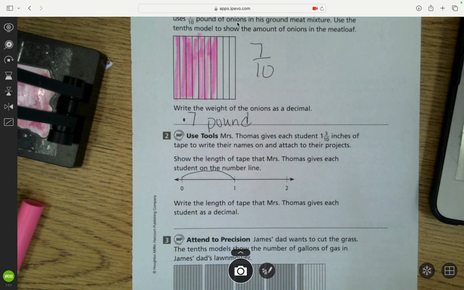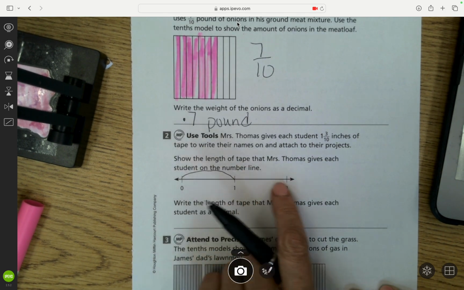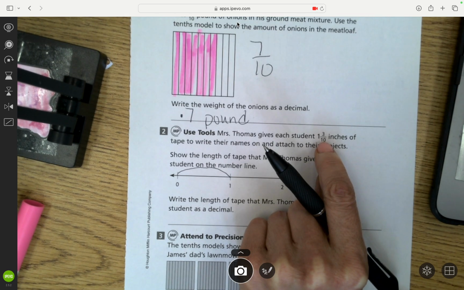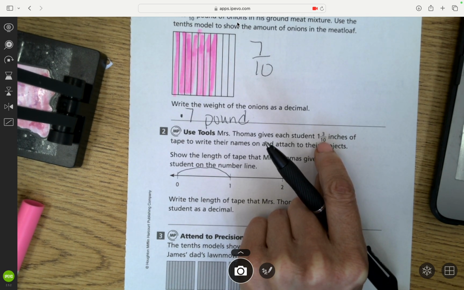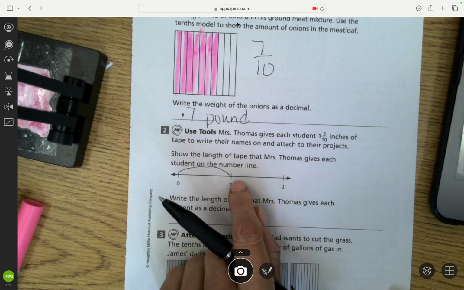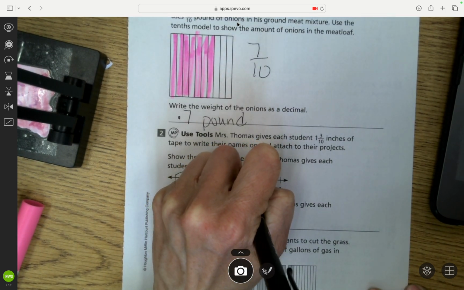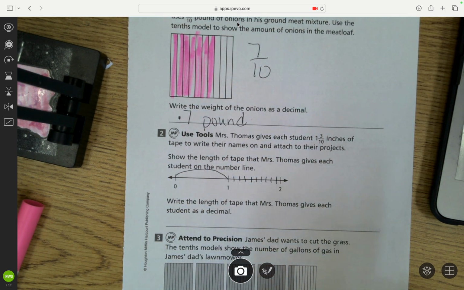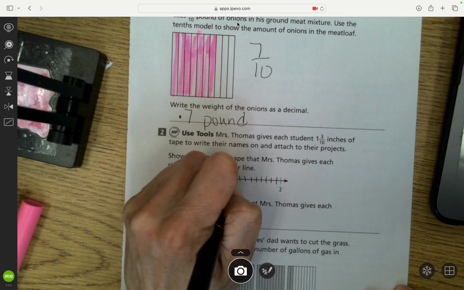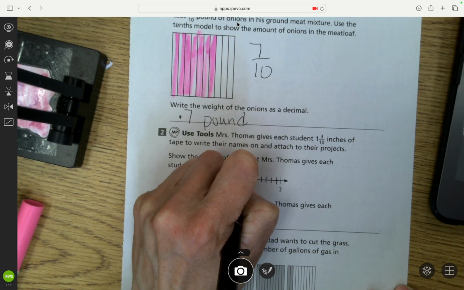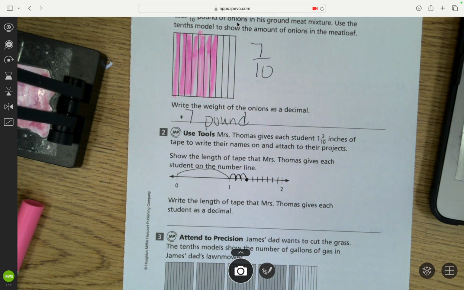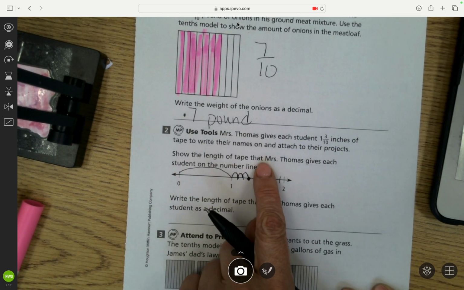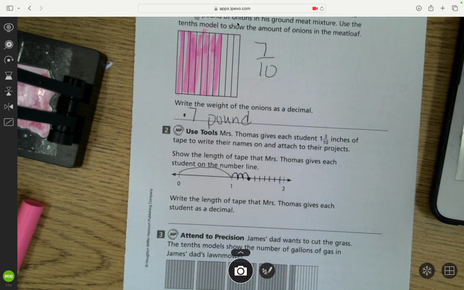So we'd make 3 hops, right? So we would need to make lines. Remember, when we have a line here and a line here, we do 1 less than what is needed. So 10, we're going to draw 9 lines. 1, 2, 3, 4, 5, 6, 7, 8, 9 lines. And how many jumps? 3. Ready? 1, 2, 3. And I land right here. So that is the length of tape that Mrs. Thomas gives each student.